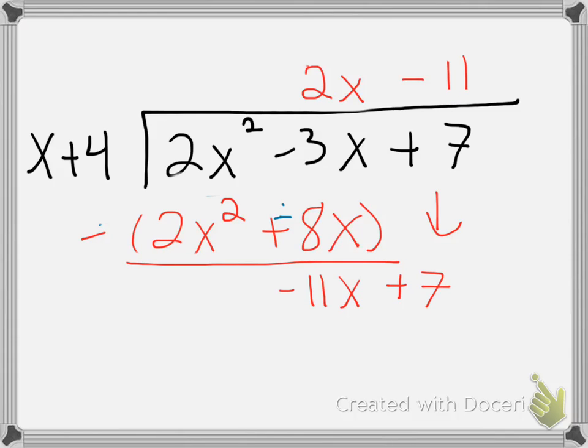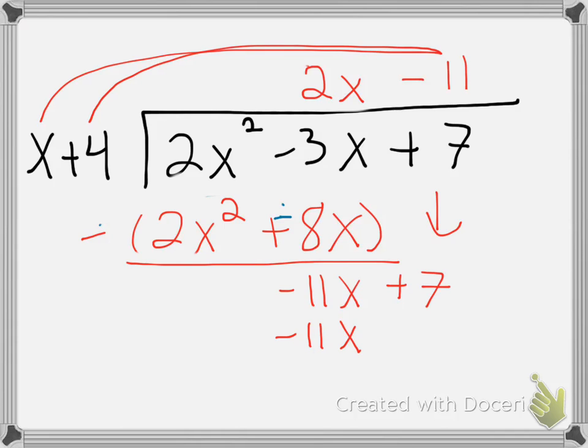And then you do the same thing. You're going to take this negative 11 and multiply it to each term in the divisor. So negative 11 times x is negative 11x. Negative 11 times 4 is negative 44. And then similarly put parentheses around it and a subtraction sign. And that's what we're going to be dealing with.